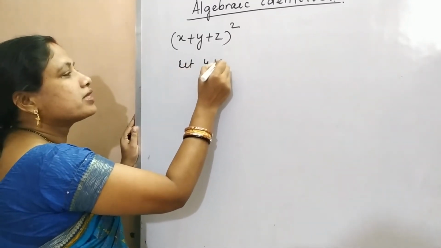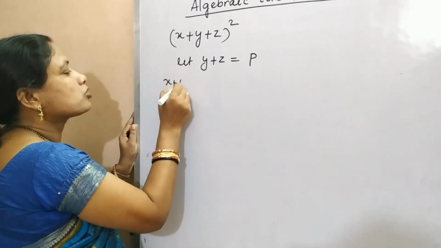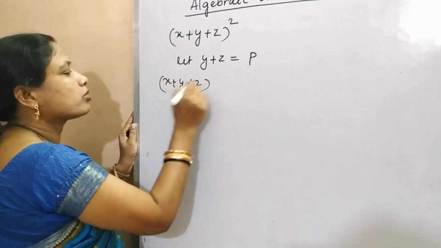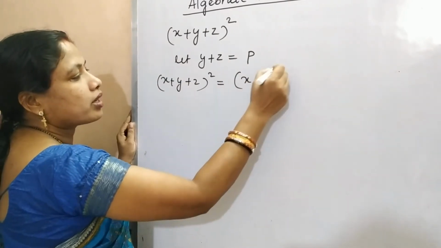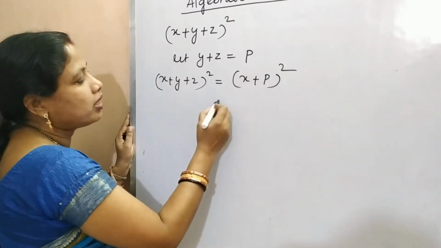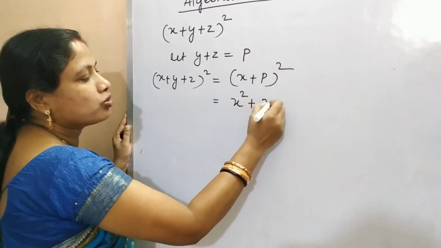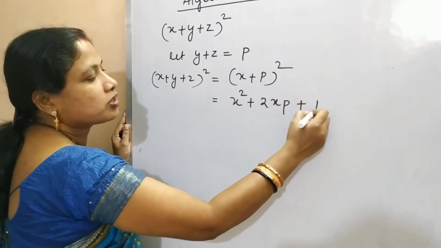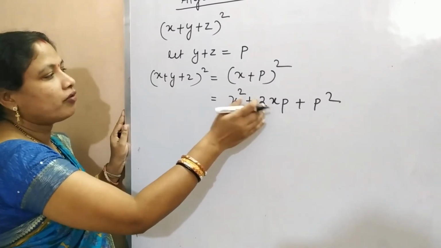Let y plus z is equal to p. So x plus y plus z whole square becomes x plus p whole square. So we know what is x plus y whole square. So we can write it as x square plus 2xp plus p square. Then we put the value of p here.